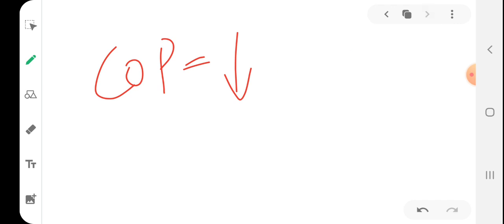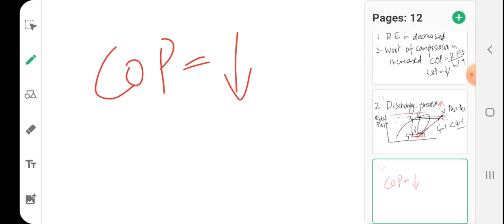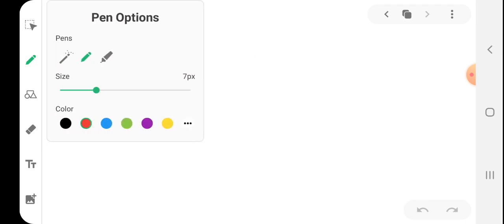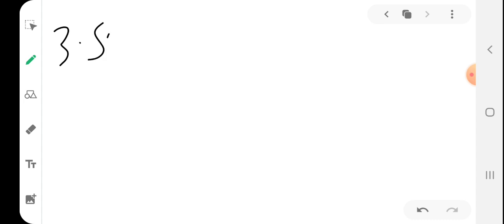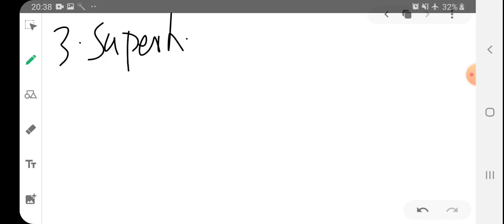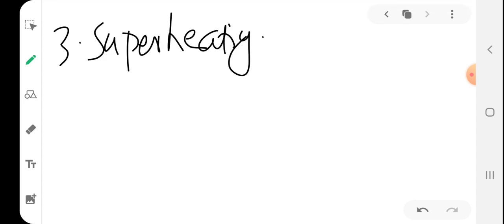So that is one point, and the third parameter we will learn about is superheating. Now I will draw the superheating case here.